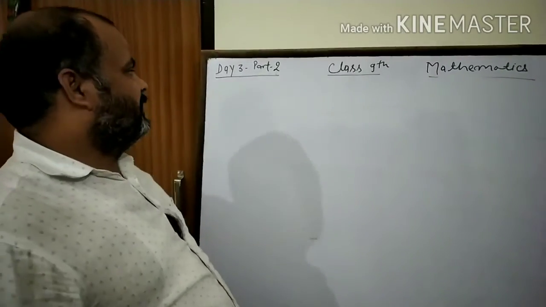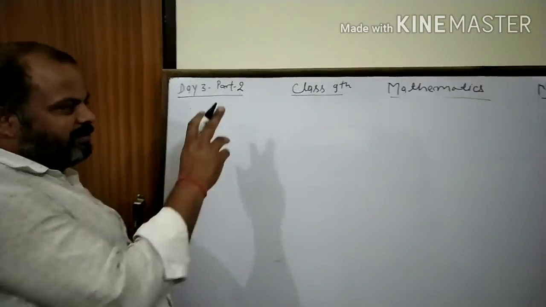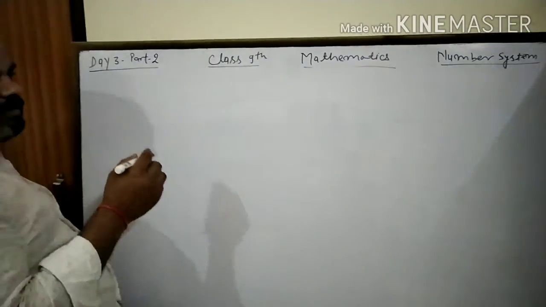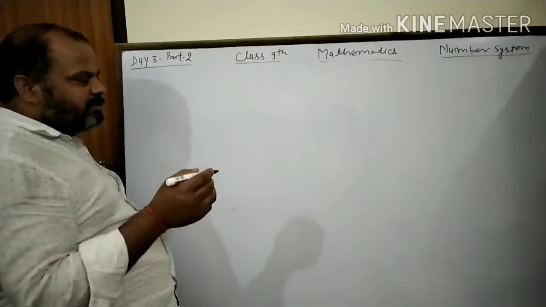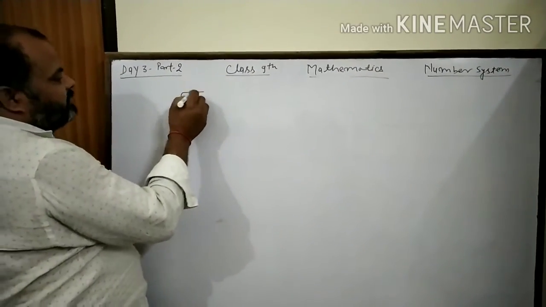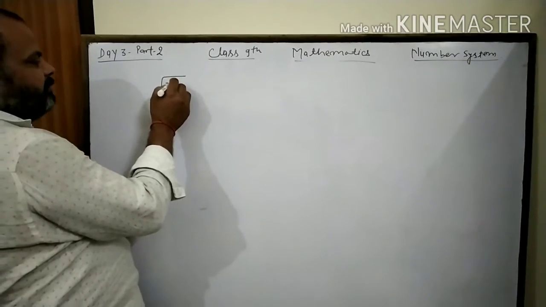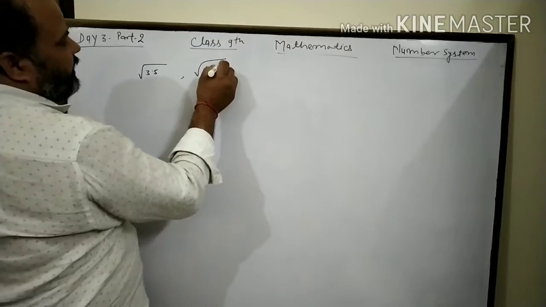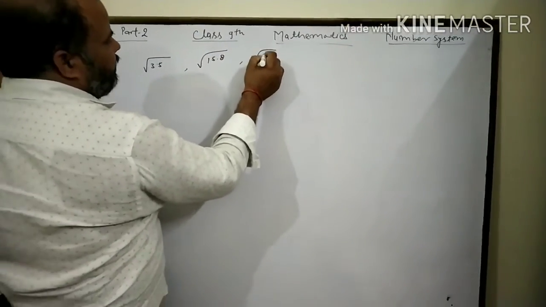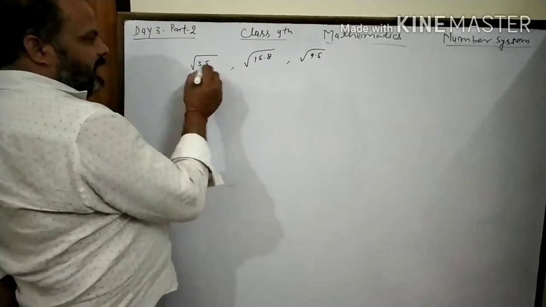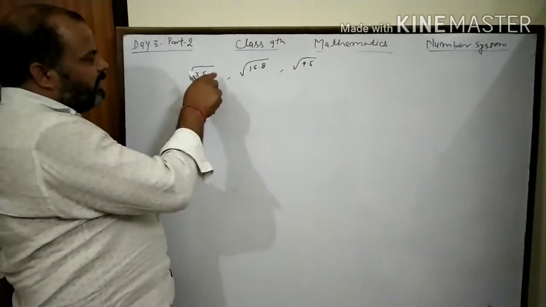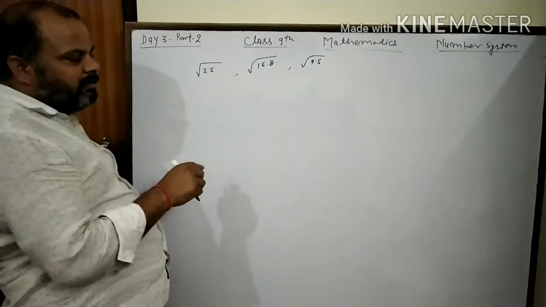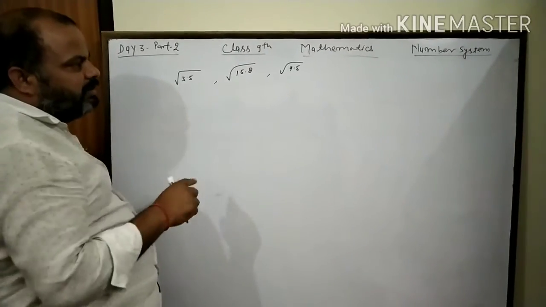My dear, today is day 3, second part. In day 3, first part, we represented irrational numbers on the number line. Suppose the irrational number is in decimal form like 3.5, 15.8 or 9.5. These are not complete numbers, they are in decimal form. Clear?